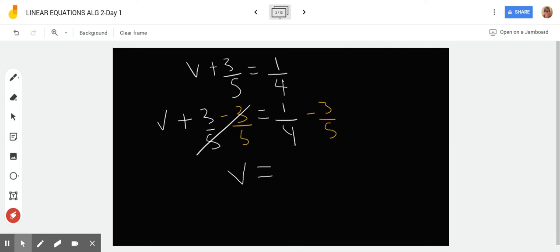Does 4 go into 10? No. Does 4 go into 15? No. Does 4 go into 20? These are multiples of 5. Yes, 4 goes into 20. So now we are going to multiply this fraction by 5/5 and this fraction by 4/4.